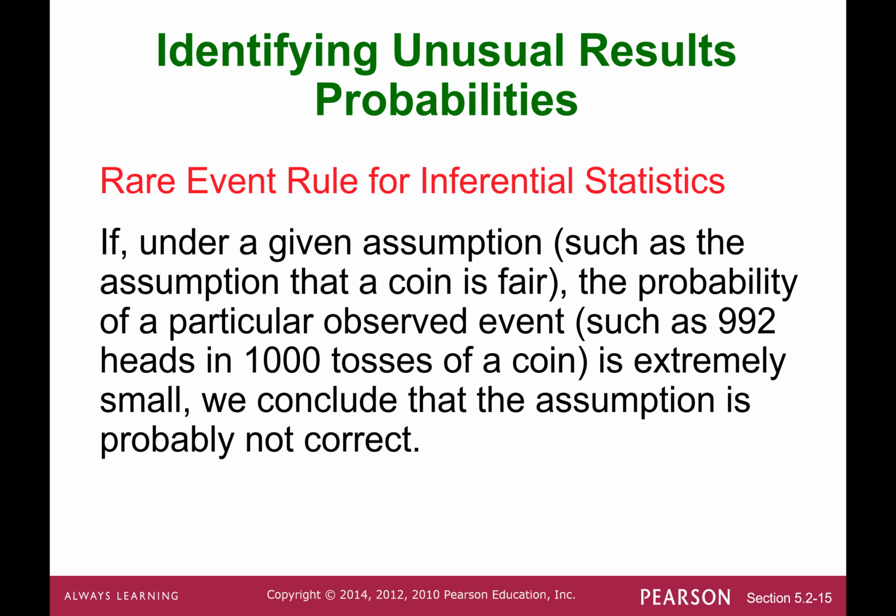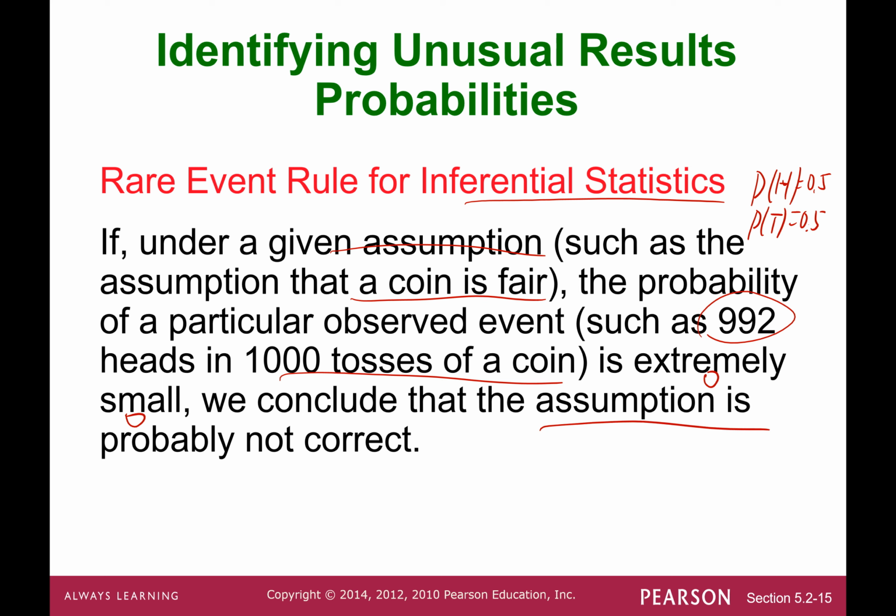And then find unusual results using the rare event rule for inferential statistics. So under a given assumption, such as the assumption that the coin is fair, that means the probability of head and the probability of tail are equal to 0.5. If the probability of a particular observed event, such as 992 heads in 1,000 tosses of a coin, is extremely small, it's a very unusual event, right? Getting 992 heads when you toss the coin 1,000 times. Conclude the assumption is probably not correct.